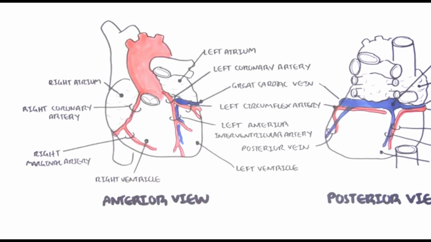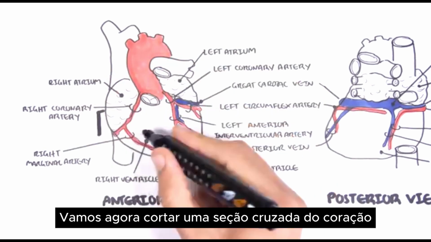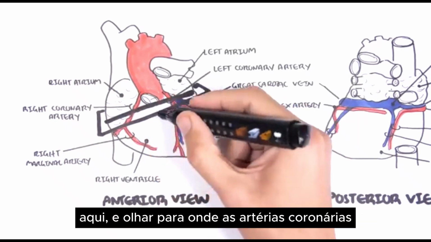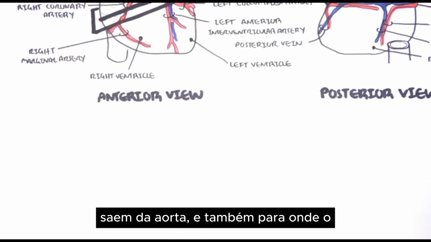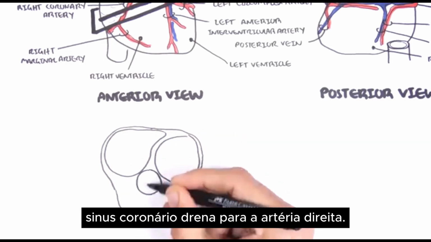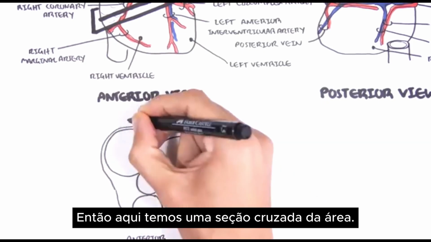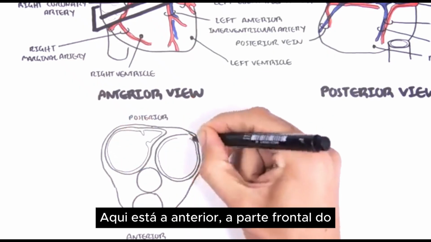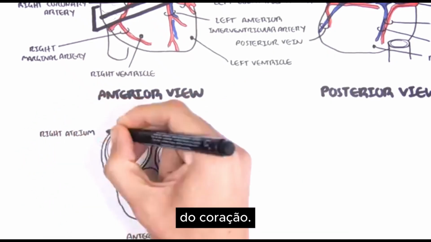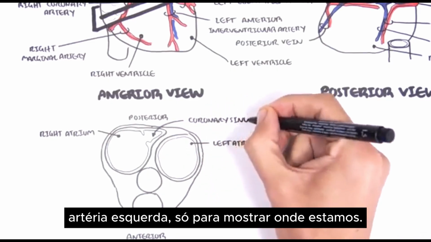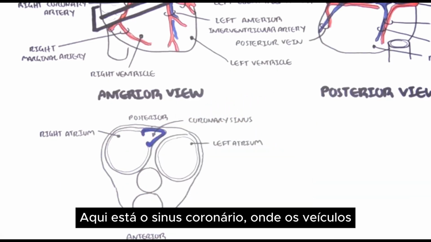Let us now cut a cross-section of the heart here and look at where the coronary arteries come off the aorta and also where the coronary sinus drains into the right atrium. So here we have a cross-section of the area. Here is the anterior, the front part of the heart, and the posterior, the back of the heart. Here you have your right atrium and your left atrium, just to show where we are. Here is the coronary sinus, where the veins drain into, and it will drain into the right atrium.